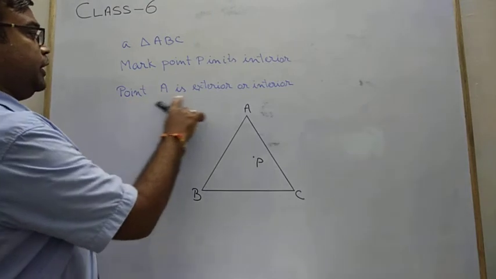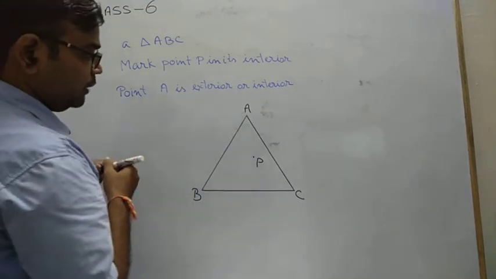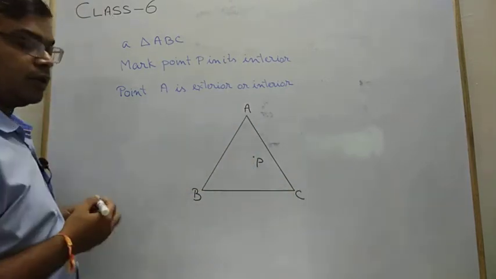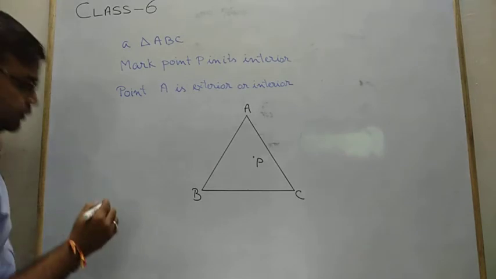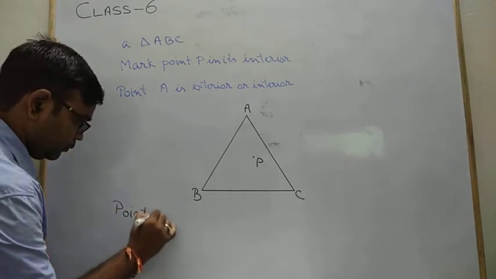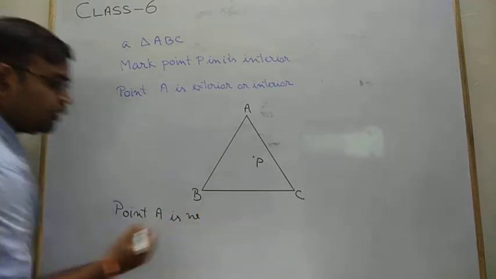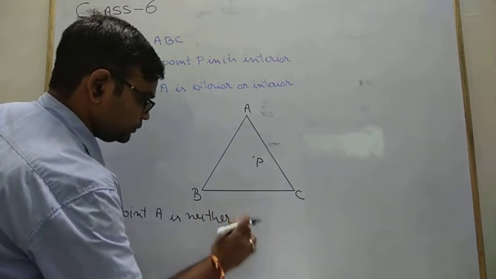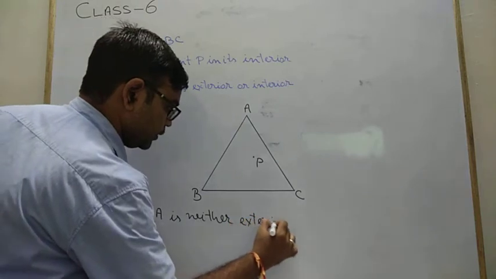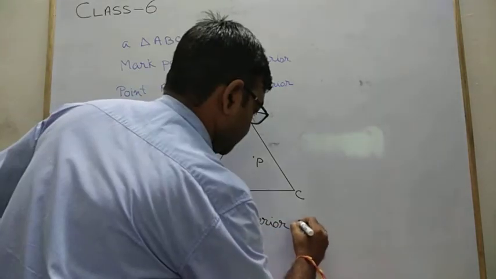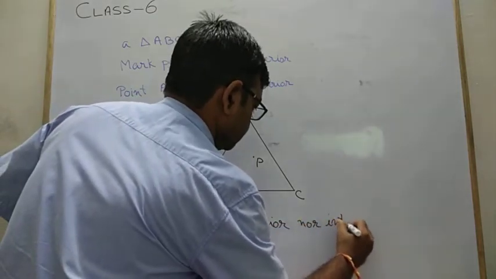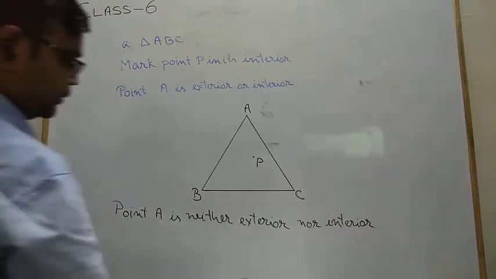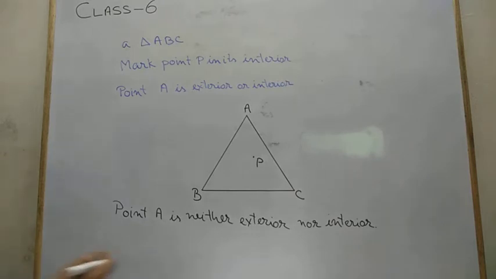Now then question asked you, is point A exterior or interior? Point A is a vertex, na? Point A is a vertex, point B is a vertex, point C is a vertex of this triangle. So what you can write? You must write that point A is neither exterior nor interior. Some say neither, doesn't matter, spelling is same. Clear? It is neither exterior nor interior.